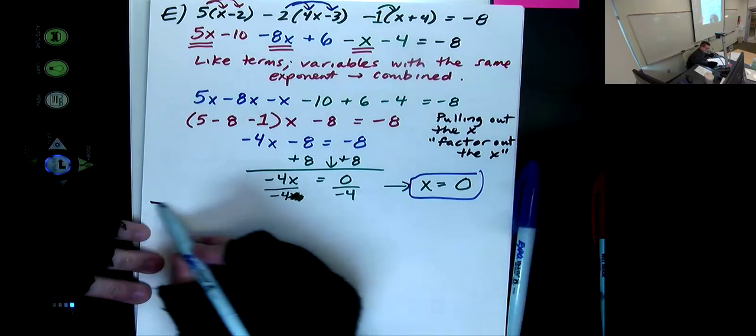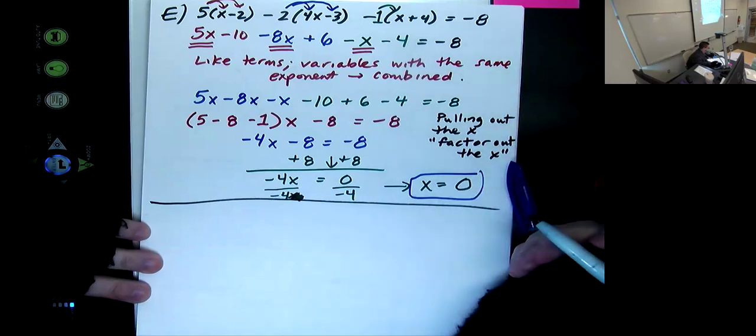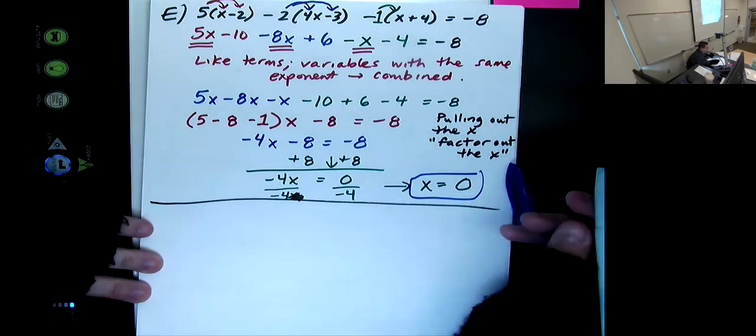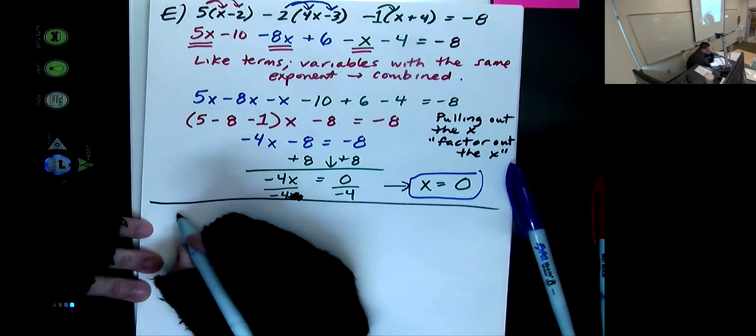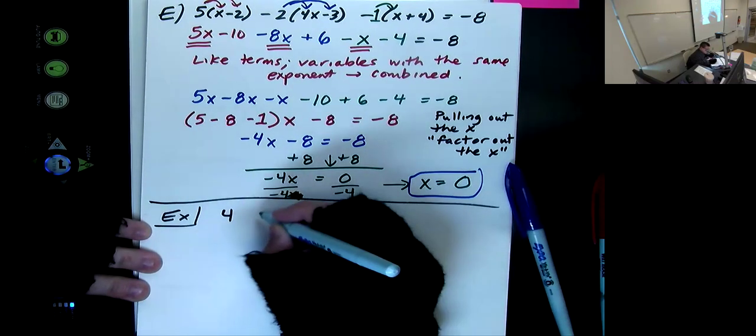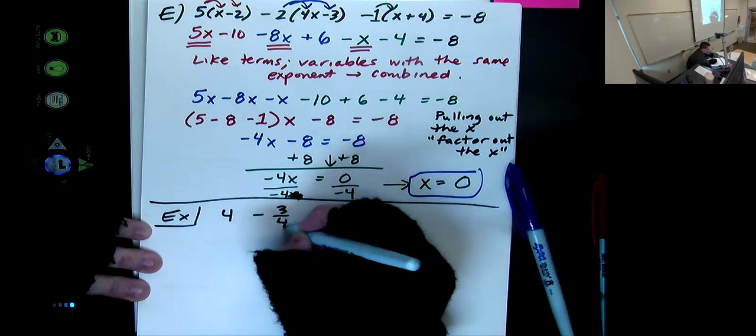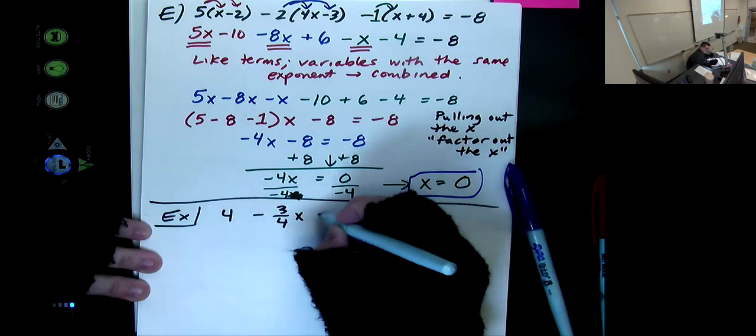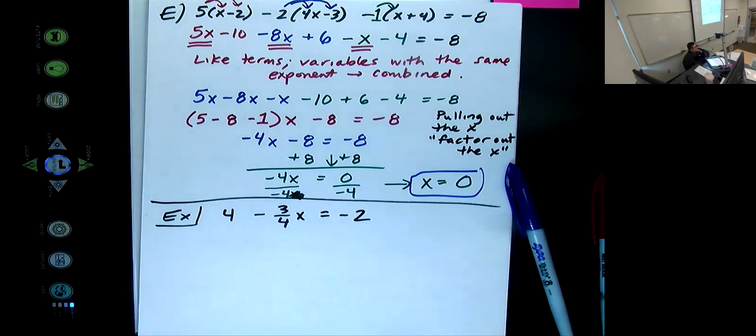Ready for some more? -3/4 x. Oh, look at this. He brought fractions.